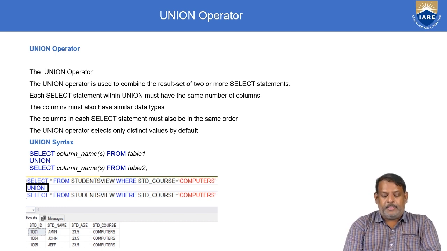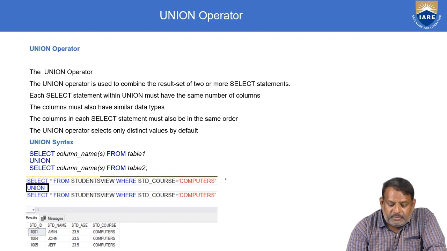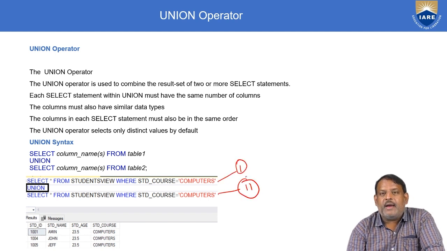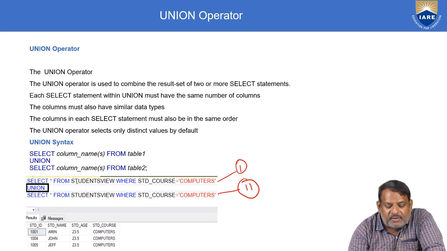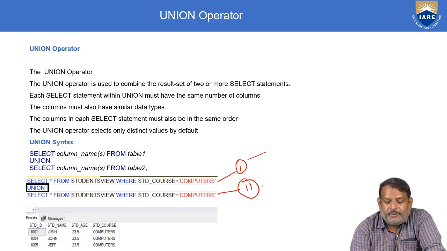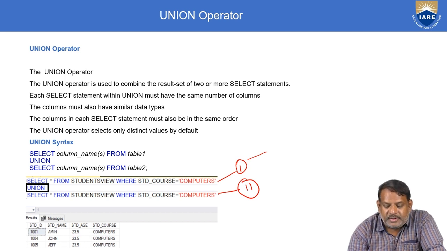Now let's see here. This is one result set, and this is the second result set. I have two result sets. The first is select star from students where course is computer science. This is the first result set, and this is the second result set. The union operator is used to combine two result sets.